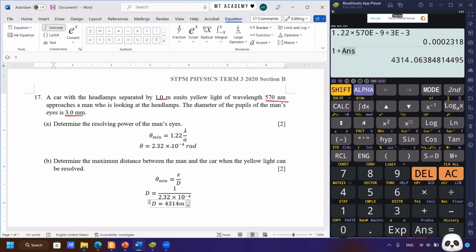That will be the maximum distance between the man and the car for the light to be resolved. What we mean by maximum distance is that when the man stands at a distance further than this, his eyes couldn't resolve the lights clearly, and it seems like he could only see one light from the car at a very far distance away.